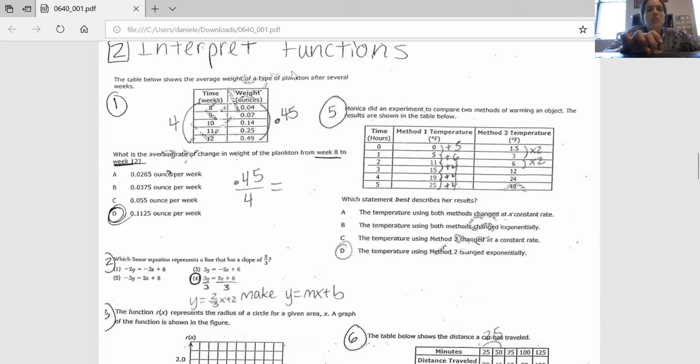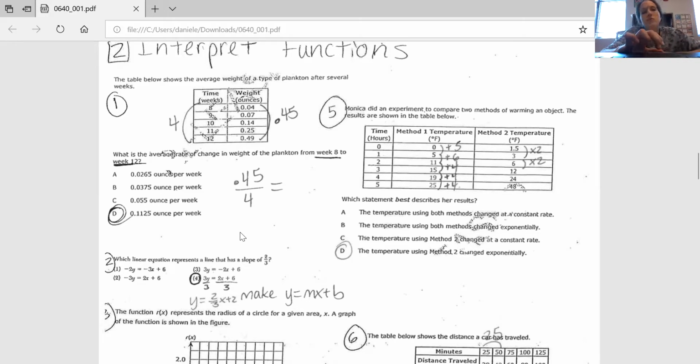Number 1, so what you need to know about this whole thing, every time it says average rate of change, guys, it's talking about slope, which is rate of change, rise over run, change in y over change in x. So that's what most of these tables are going to be about. So number 1, if I want to find the average rate of change from week 8 to 12, well, that's a change in 4 weeks of 0.45. This is always my y column. This is my x. So y change over x change, I divide and get 0.1125.